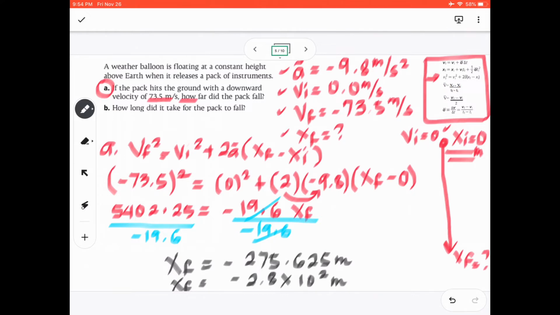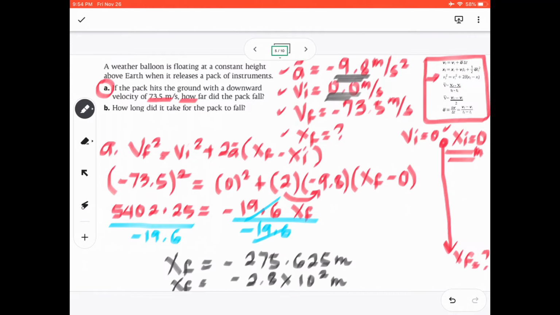Now you have to write it in scientific notation because we have to follow the least significant figures, which is 2. This is also 2 significant figures, so that's the smallest number of significant figures in all you're given. Therefore you have to follow that. Negative 2.8 times 10 raised to 2 meters.